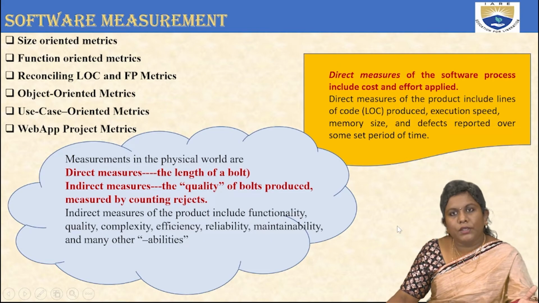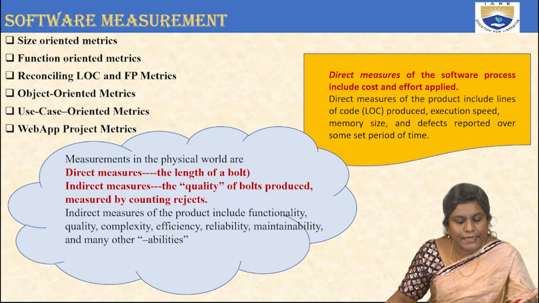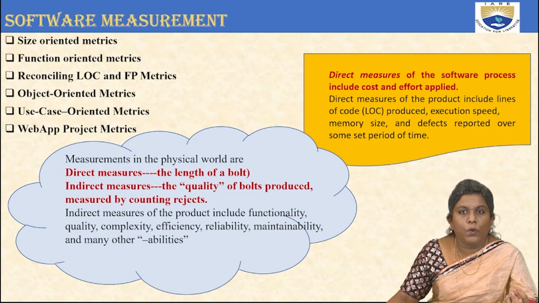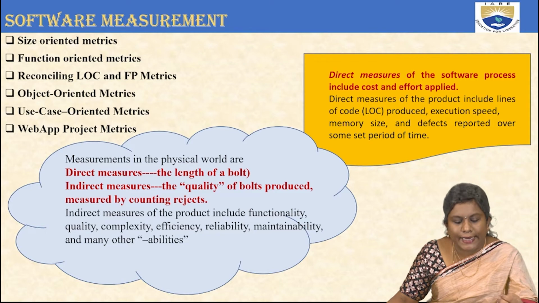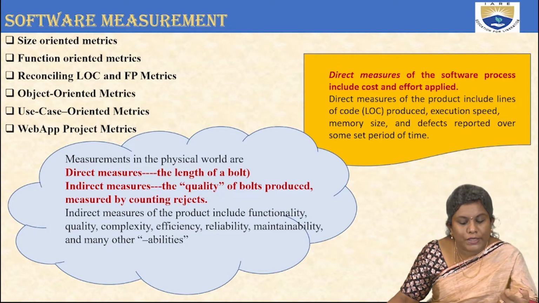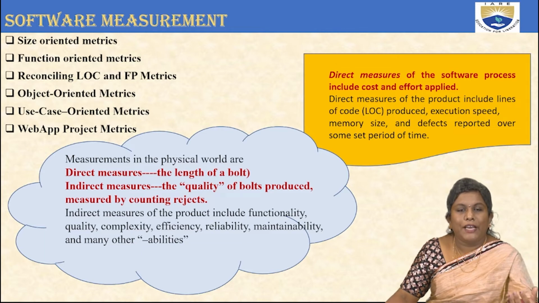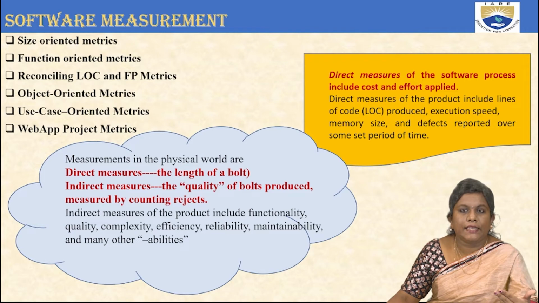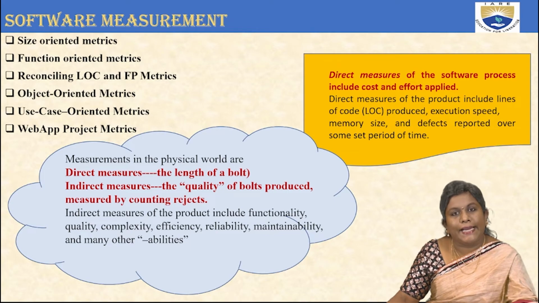Now coming back to the lower diagram that depicts the measurement in the physical world, these are again termed as direct and indirect. If you say direct, it can be the length of a bolt. If you say indirect measures, what is the quality of that bolt? That is the difference. Direct is nothing but what is the length, how do you specify the length. Indirect, quality cannot be seen or known, so it is indirect measures.